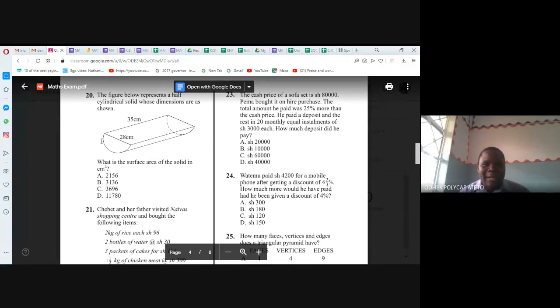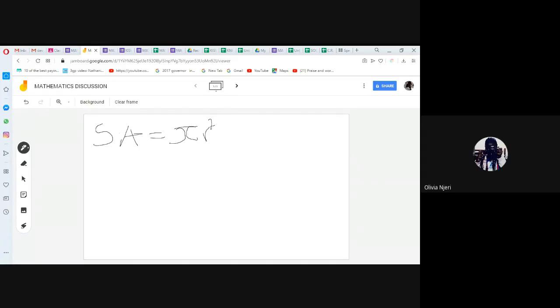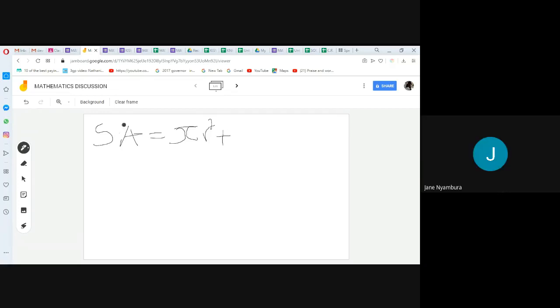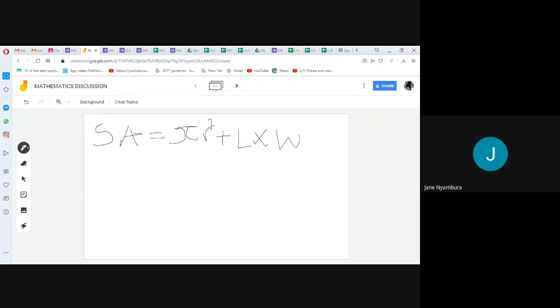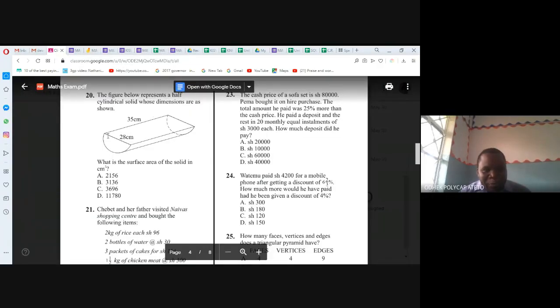They make one circle. So we will have pi r squared. Olivia, are we together? Yes. So if that one is what we have, the next one will be plus length times width. Where is length times width coming from? Length times width is coming from the top here.